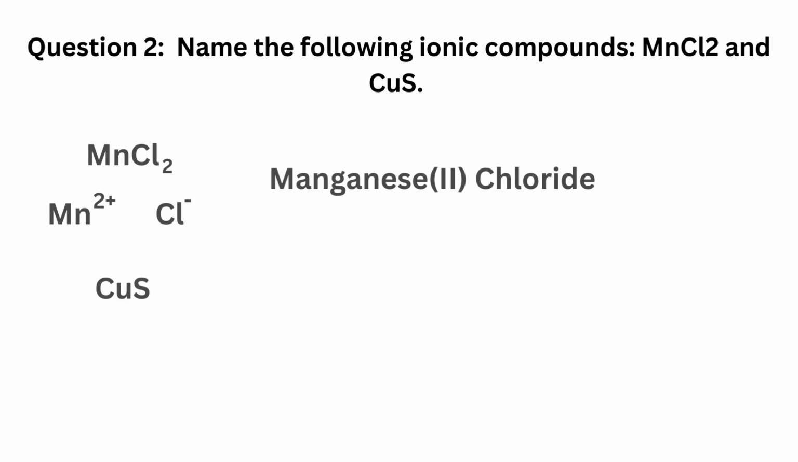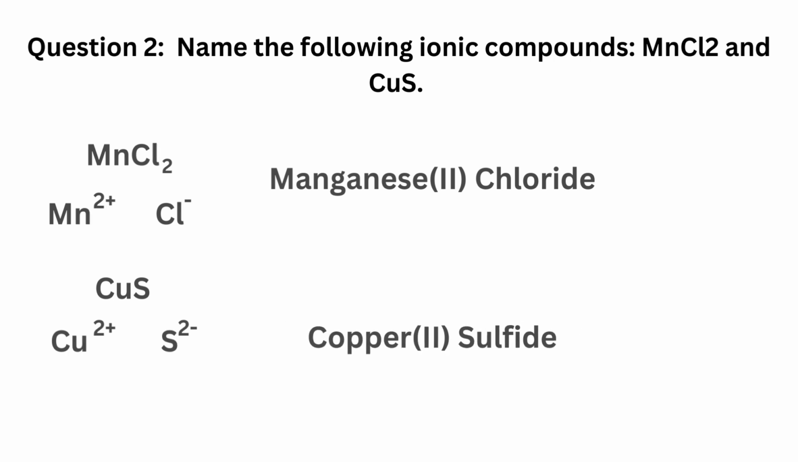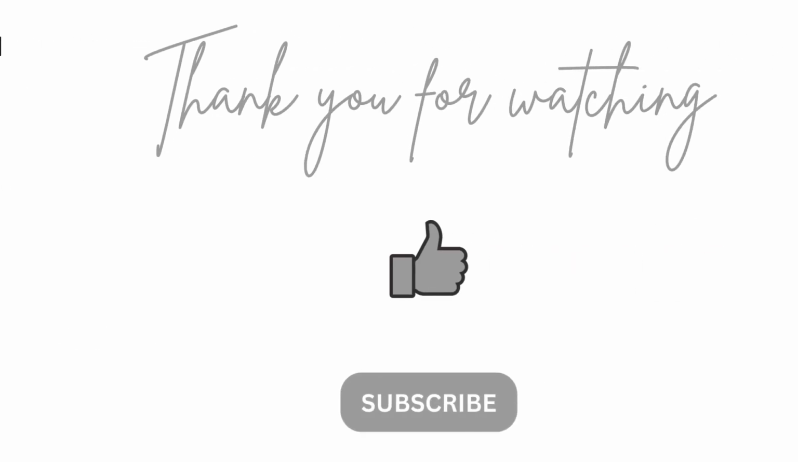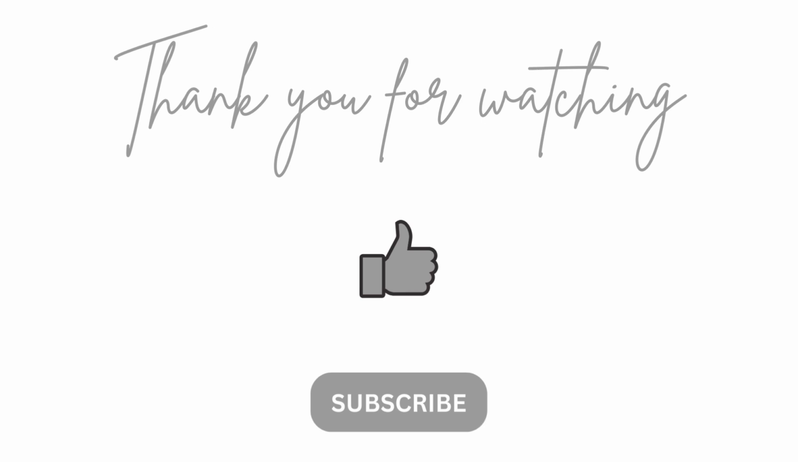For CuS, copper has a +2 charge when paired with sulfide S2-. Therefore, the compound is named copper(II) sulfide. Great job if you got those right. Practicing these questions will help reinforce your understanding of ionic bonding, naming, and formula writing. Keep practicing, and you'll master these concepts in no time.